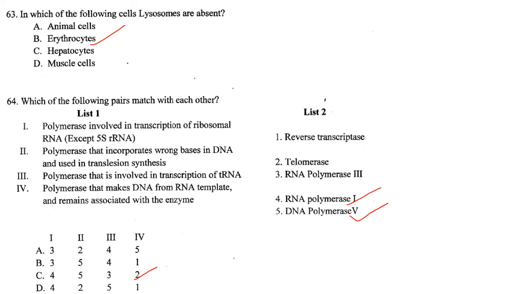Then in which of the following cells are lysosomes absent? So lysosomes are absent in the case of erythrocytes. Answer is B. Then which of the following pairs match with each other? Polymerase involved in transcription of ribosomal RNA except 5S rRNA. So it is RNA polymerase 1. So 1, 4. Then polymerase that incorporates wrong bases in DNA and is used in translesion synthesis. So that is DNA polymerase 5.